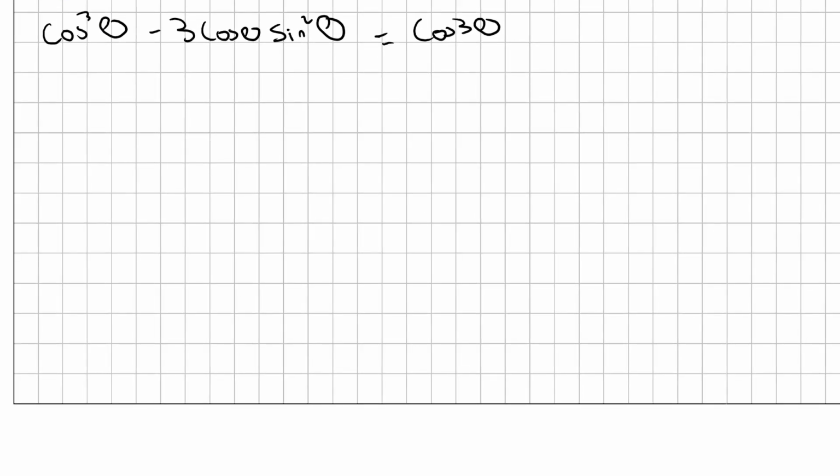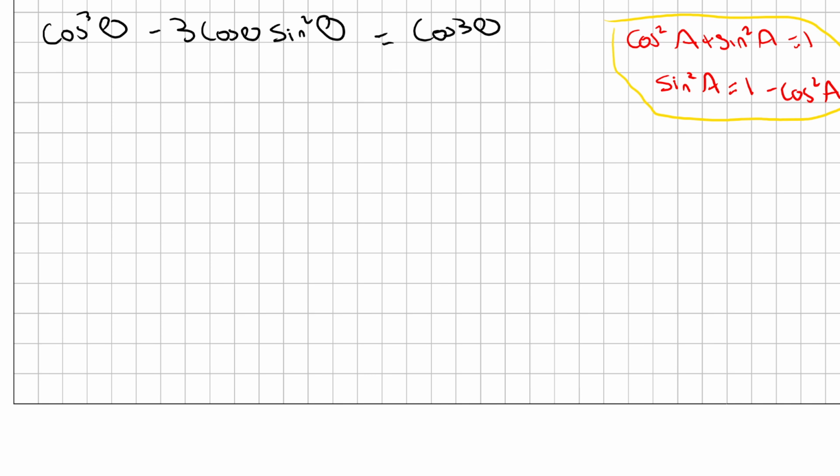So on page 13 of the log tables, it states that cos squared a plus sine squared a is equal to 1. Rearranging that, I don't want sine squared, so sine squared a is equal to 1 minus cos squared a. So I can sub in 1 minus cos squared theta for sine squared theta. So minus 3 cos theta, instead of sine squared theta, I'm going to put in 1 minus cos squared theta.